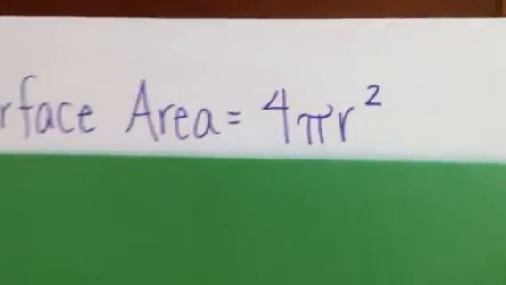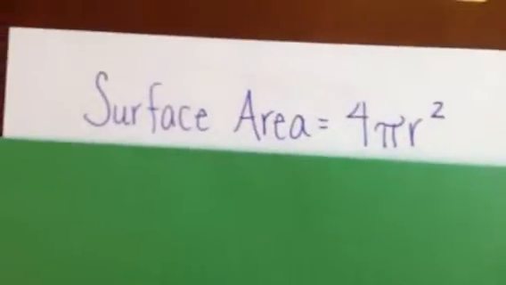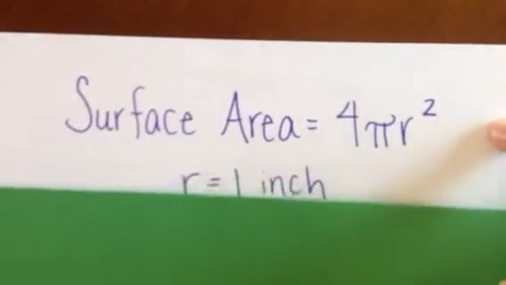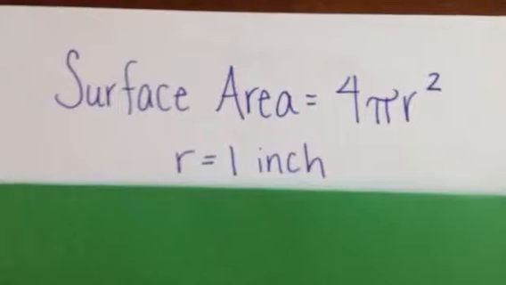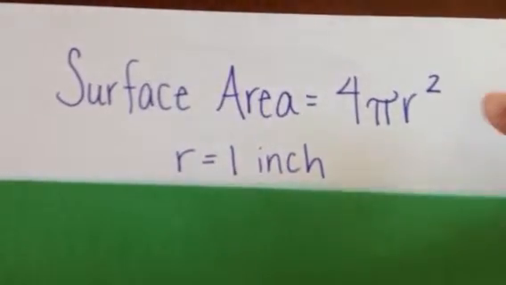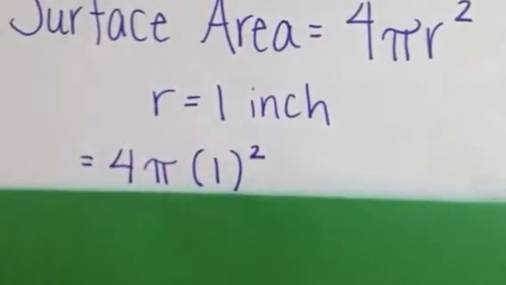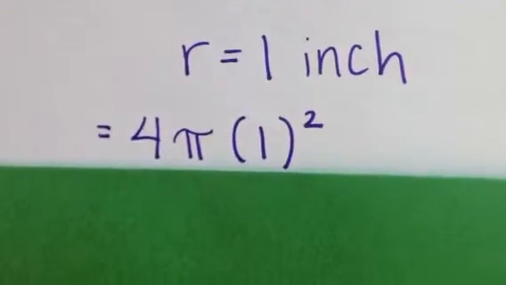So let's now find the surface area of the golf ball. Surface area is equal to 4 pi radius squared. And we just calculated that the radius is equal to 1 inch. So we're first going to substitute 1 for our radius. So we have 4 pi times 1 squared.